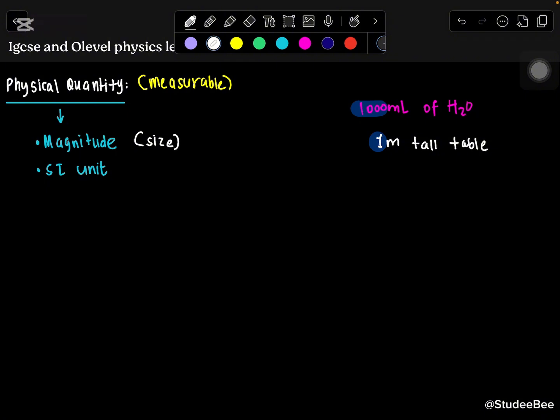And the unit is giving you more context into the type of physical quantity you're referring to. For example, the unit milliliter tells you that you're talking about liquid of some sort, and the unit meter tells you that you're referring to length. So the SI unit is a standard unit that's used worldwide, and it gives you more context into the type of physical quantity you're referring to. Now I hope that the idea of physical quantity is clear.